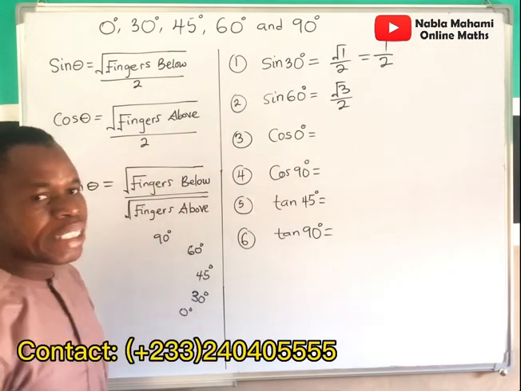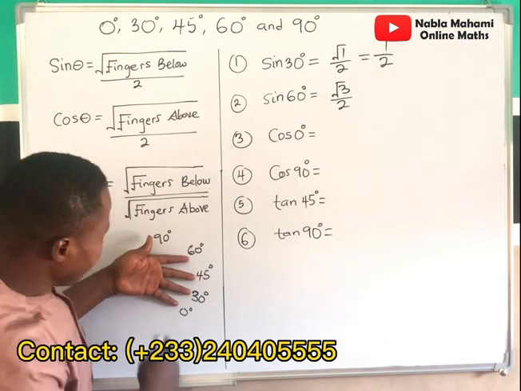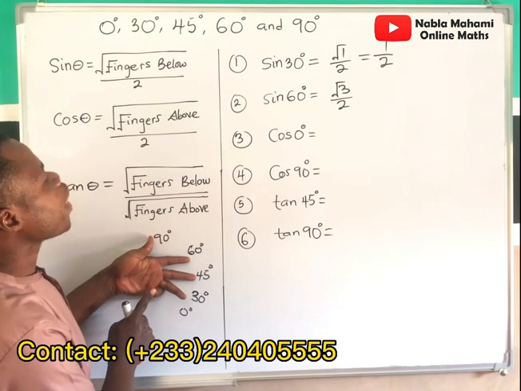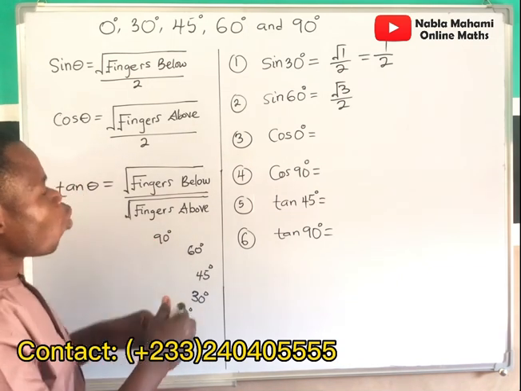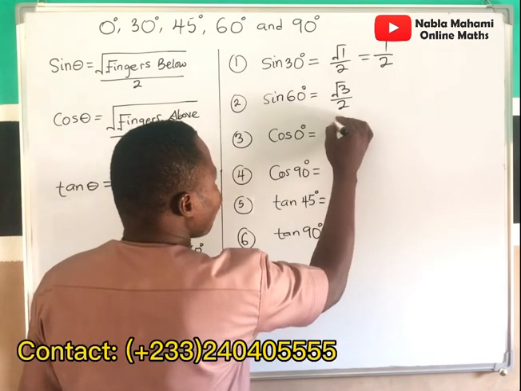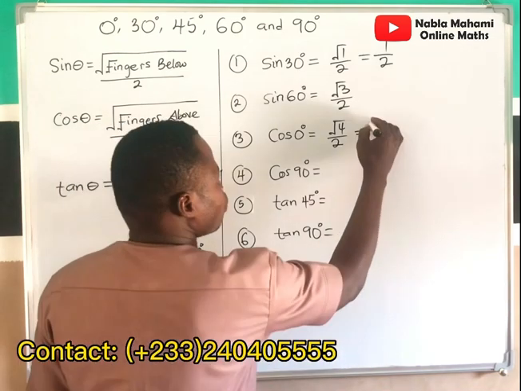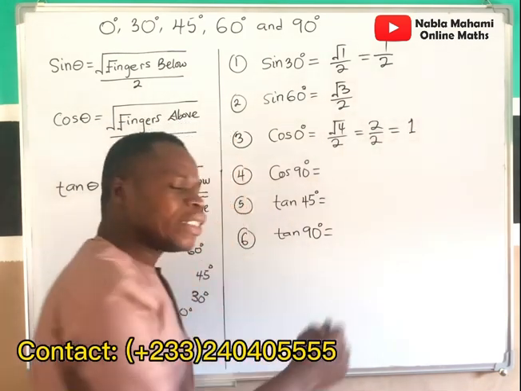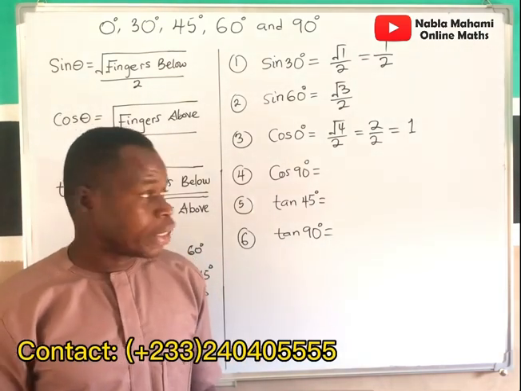Let's move to cos 0 degrees. So if I do this, cos 0 degrees, I'll bend the 0 degrees finger. But cos is square root of fingers above all over 2. The number of fingers above are 1, 2, 3, 4. So cos 0 degrees will be square root of 4 over 2. But we know that square root of 4 is 2, so 2 over 2, and 2 over 2 will give me 1. This simply means that cos 0 degrees is 1. If you use the calculator, you get the same thing.